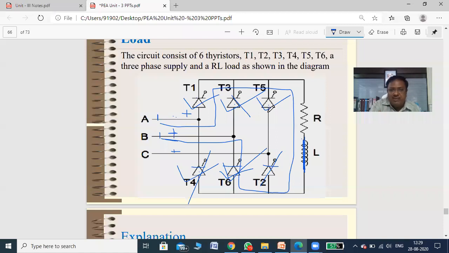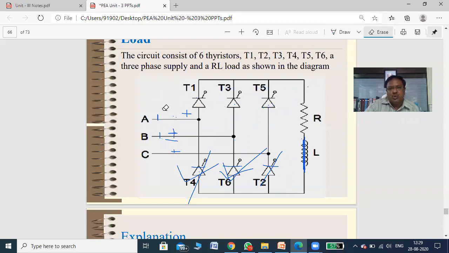Whatever names are given in the figure, you should write the names as given. Otherwise, your explanation will be wrong. The sequence should be the same as whatever sequence is given in your figure. You cannot change the sequence, otherwise the incoming and outgoing SCRs will change. So T1, T3, T5, T4, T6, T2. The name notation should be the same.